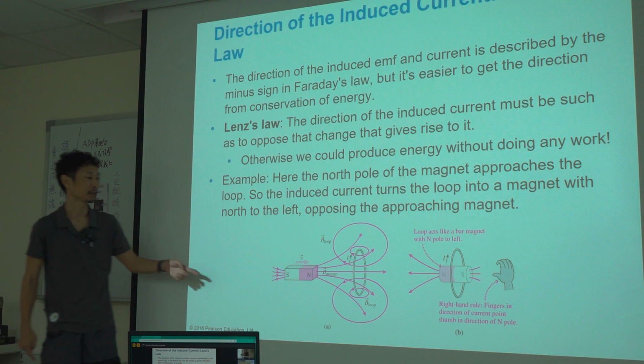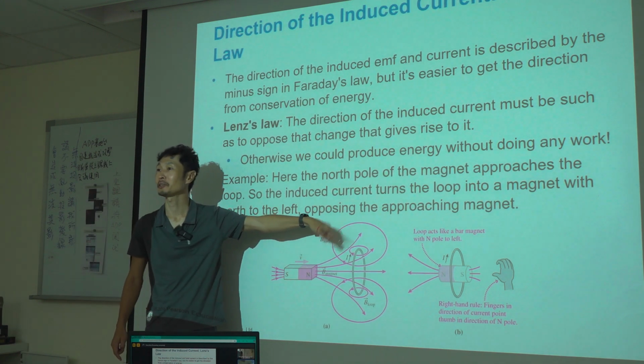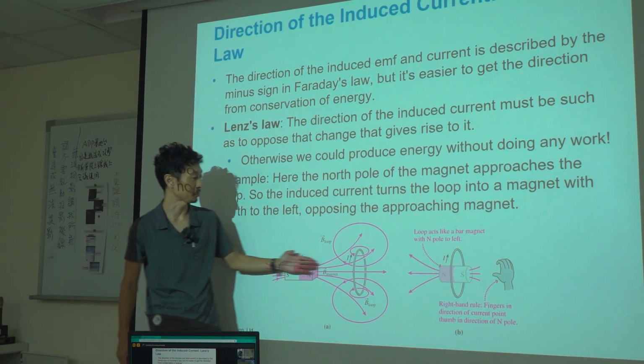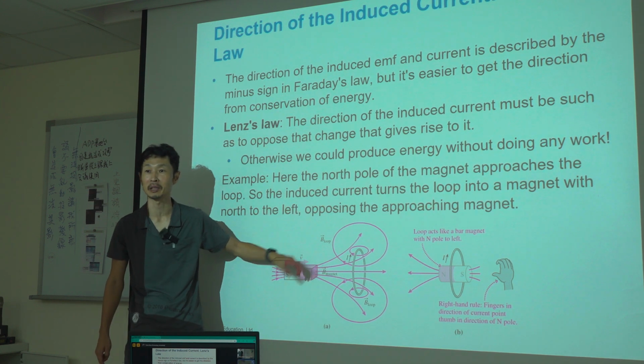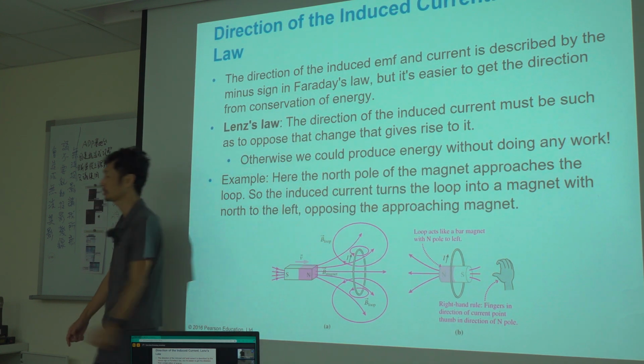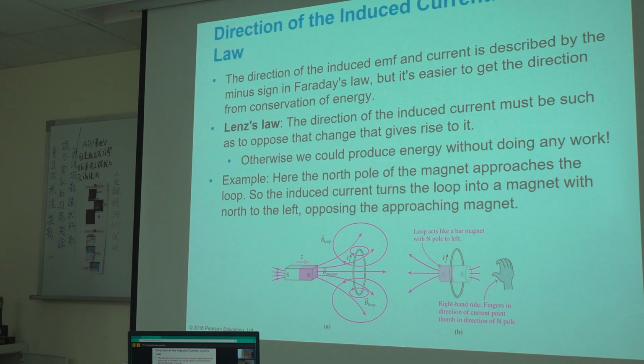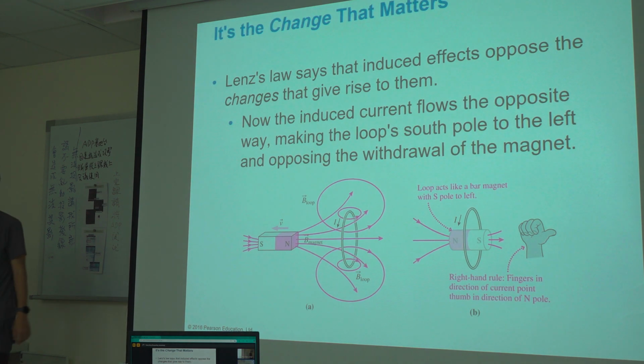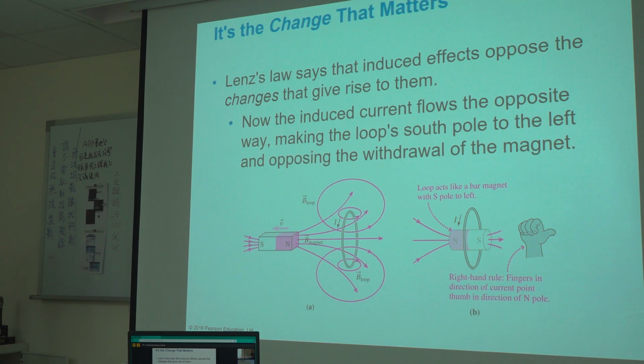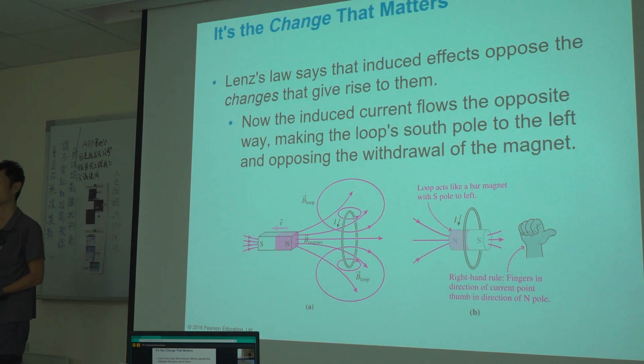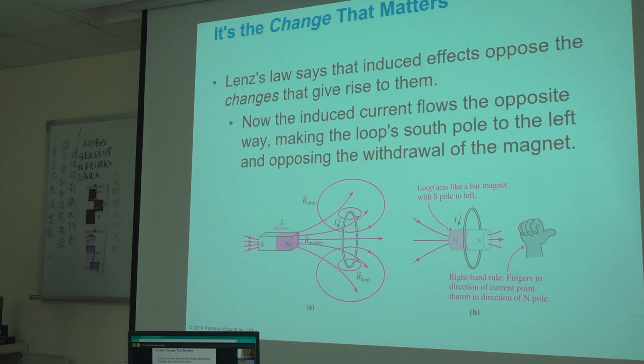You know, like they hate each other. Like boys and girls. So if boys come in, the girls go, oh no, don't come, right? That's the direction the electricity is going. That makes sense, right? That's from energy conservation. Energy is not created from nothing, so it must be in the opposite direction.